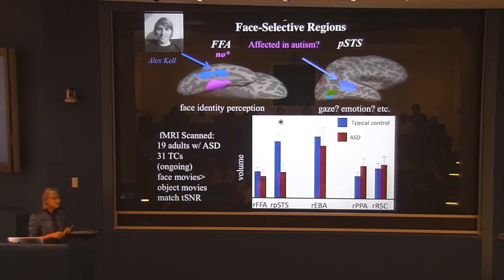So the fusiform face area doesn't seem to be affected, at least in these data. And actually, I'm not surprised by that, not only because of the prior literature, but because I think basic face discrimination is probably not strongly affected in autism. And we have a bunch of behavioral studies where we've looked at that and found that people with autism, actually, this was kids with autism, are very similar in their ability to discriminate similar faces from one another as our typical subjects. Yeah?